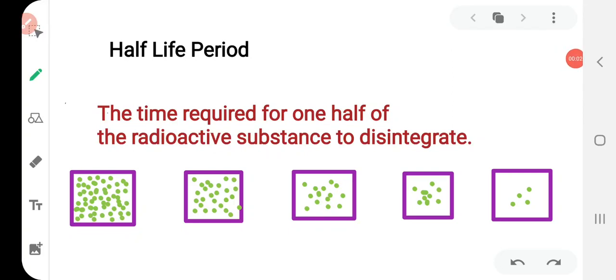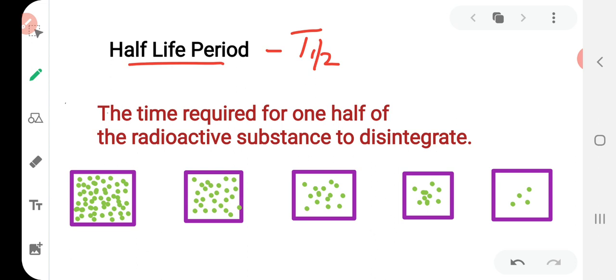Hello everyone. In this session, we will study one of the important parameters of a radioactive substance called half-life period, denoted by T half. As its name indicates, T half or half-life period of a radioactive substance is the time required for one half of the radioactive substance to disintegrate.